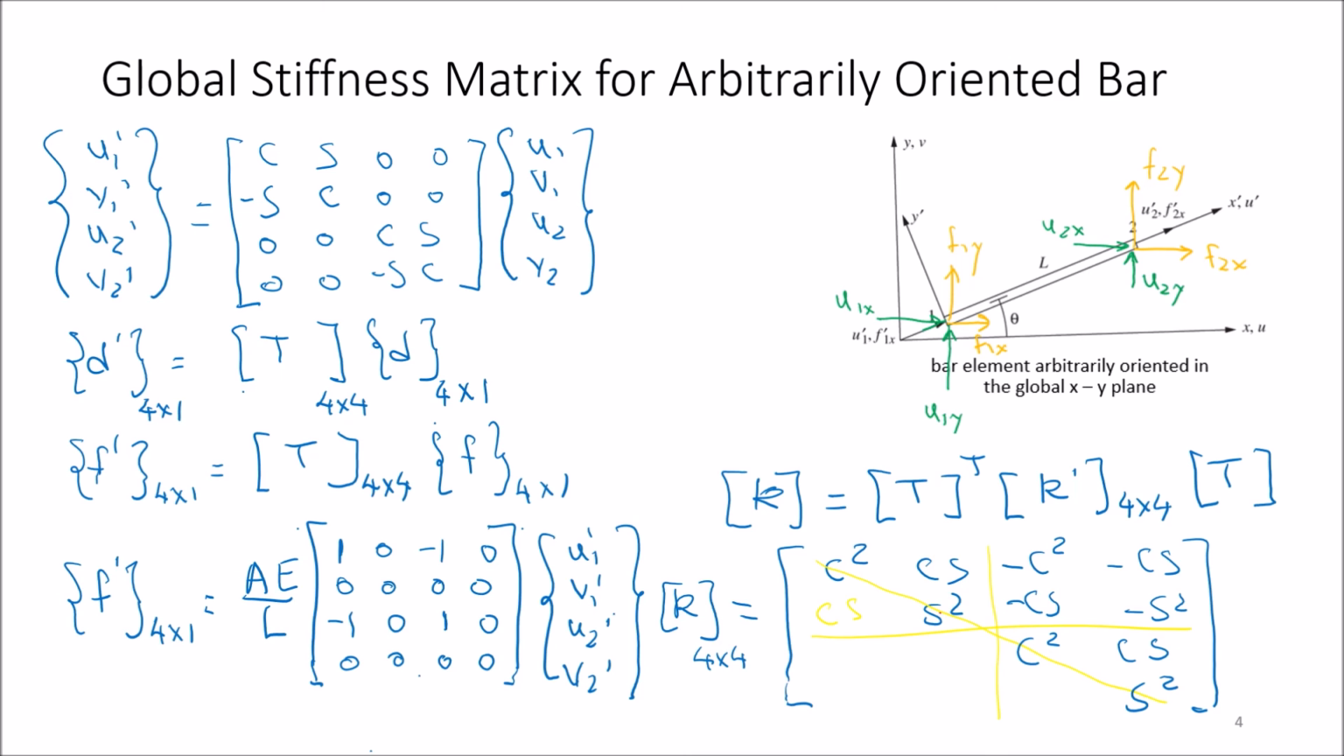If we apply the symmetry, we are going to get here a minus c squared, minus cs, minus cs and a minus s squared. So this stiffness matrix, as you can see, the diagonal is all positive and we have symmetry along the diagonal.